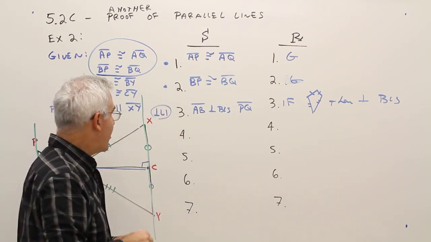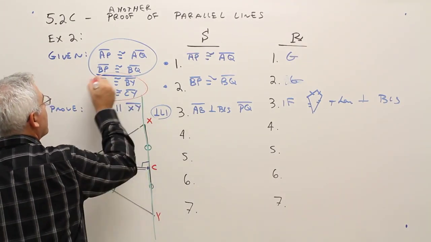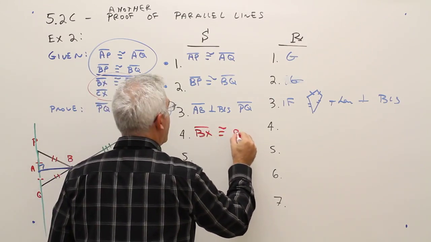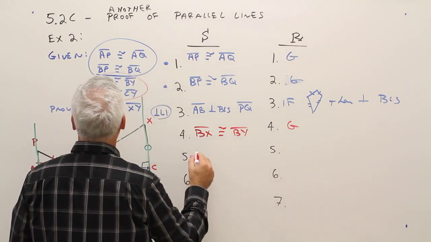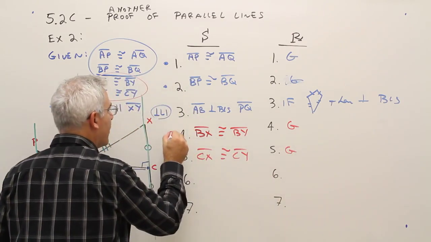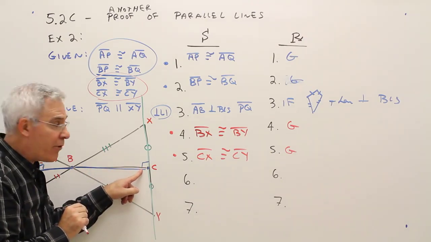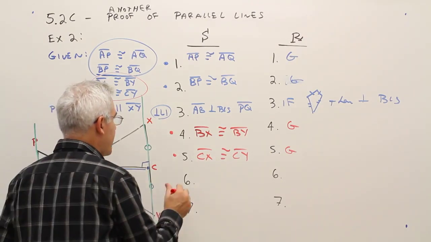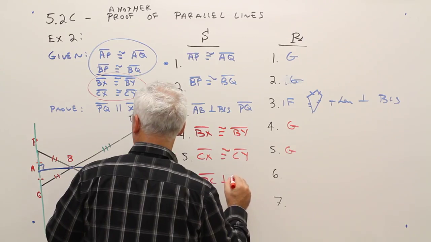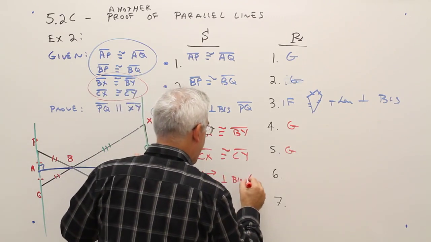Now let's try to get perpendicular line 2. So now I'm going to be on the right side here. I'll use a different color. I'll go red. BX is congruent to BY, given. CX is congruent to CY, given. Again, point B was one equidistant point, point C was another equidistant point. So based on that, I've got BC is the perpendicular bisector, we'll call it line BC, of XY.